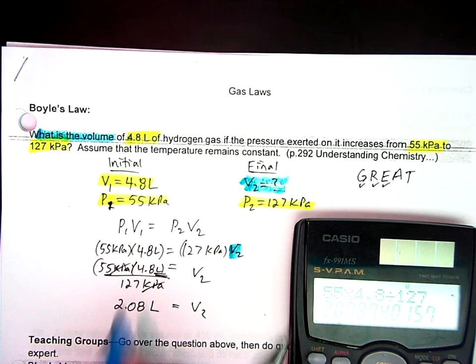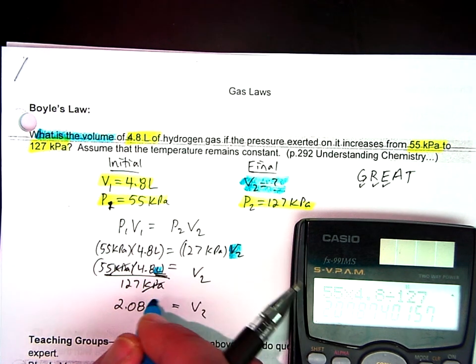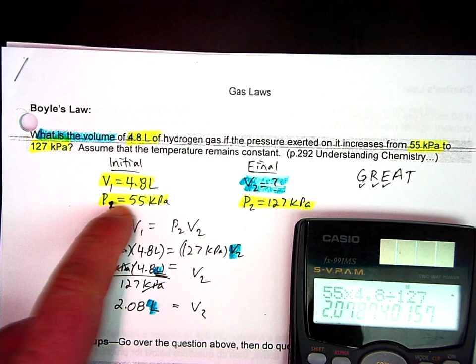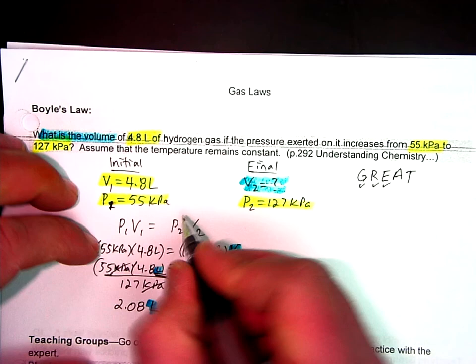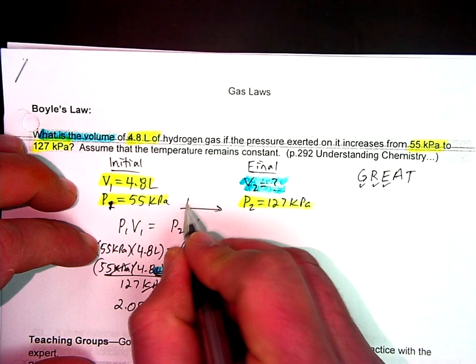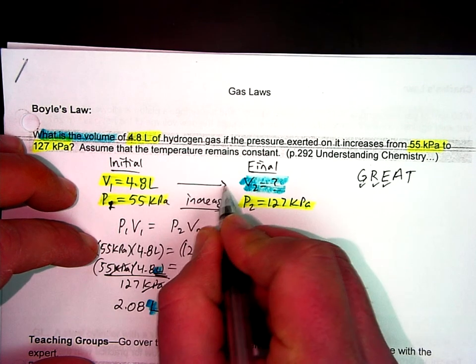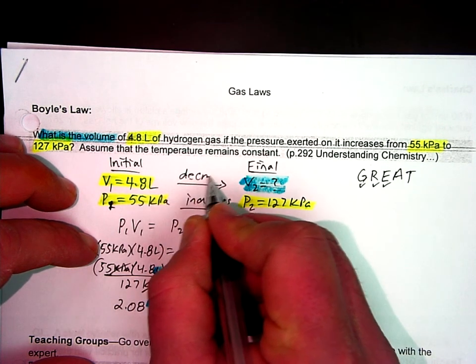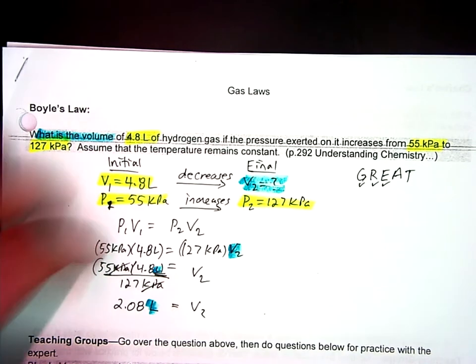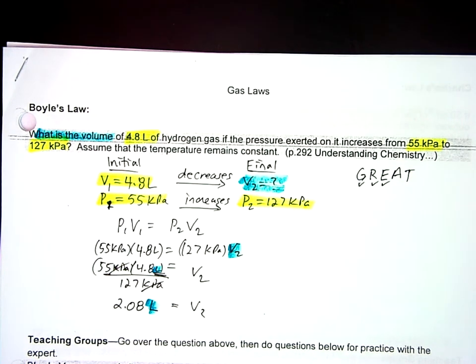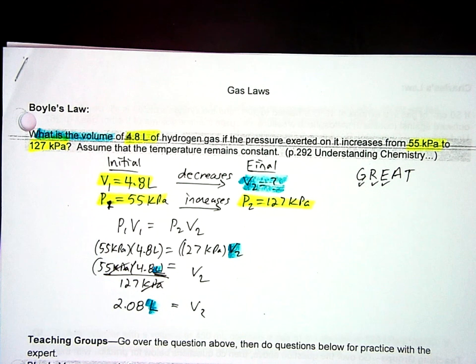The liters is the only unit that's left over. So what's happened here is, does that make sense? Well, the pressure's gone up, so it's increased. So volume's got to do the opposite. That's the key thing with Boyle's law, is it decreases. And the volume did decrease. It went down by half because the pressure went up roughly by double. Great. So try the next problem.